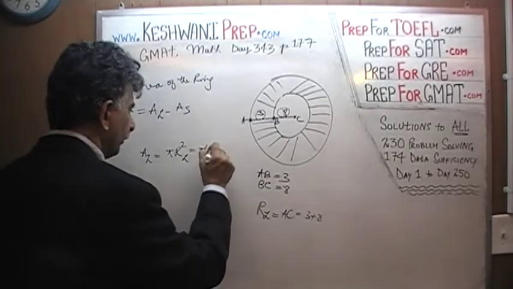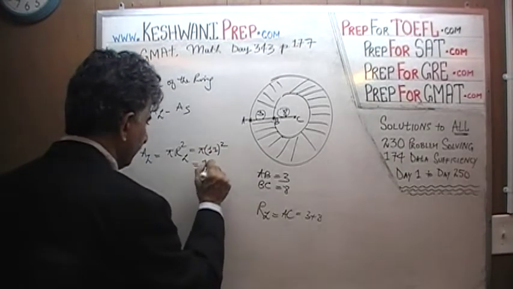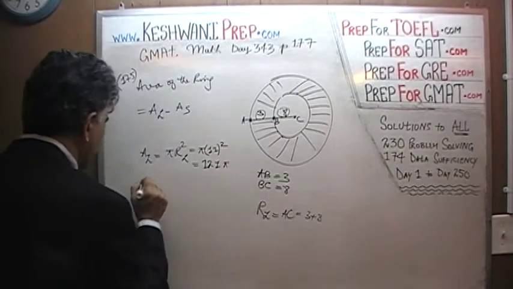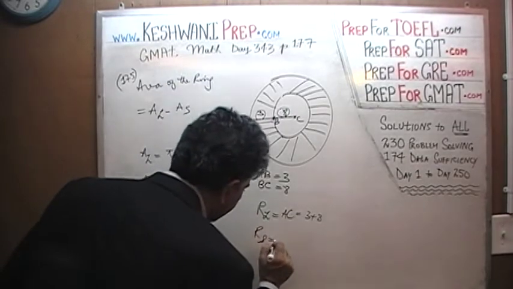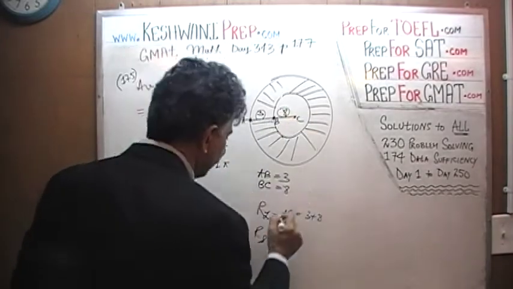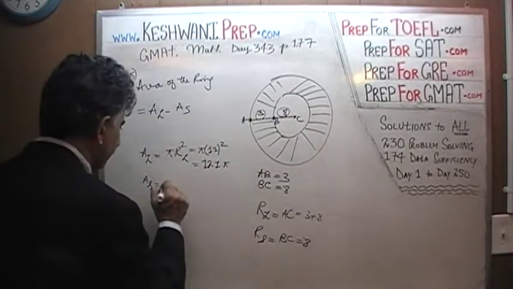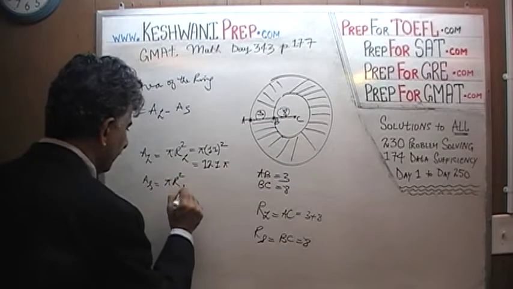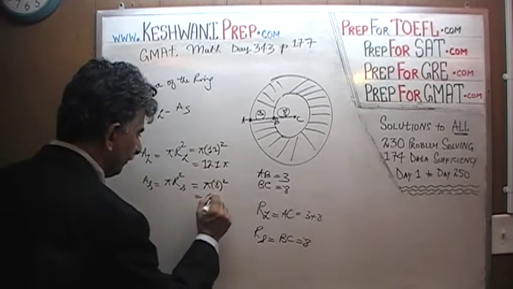Pi times 11 squared, and 11 squared is 121, so it's 121 pi. Area of the small circle: the radius of the small circle is from B to C, which is 8. So it's pi r squared, which is pi times 8 squared, which is 64 pi. That's all it is.